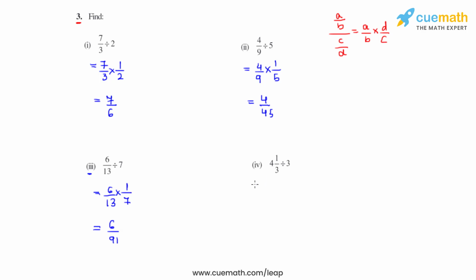Coming to the fourth bit, we have a mixed fraction which is 4 1/3. We'll convert this into an improper fraction, and that is 3 times 4 which is 12. 12 plus 1 is 13. So 13 by 3 divided by 3. So put a multiplication sign, flip or invert 3, that gives us 1 over 3. Multiplying the two fractions gives us the answer as 13 over 9. Now we'll go on to the next set of bits.